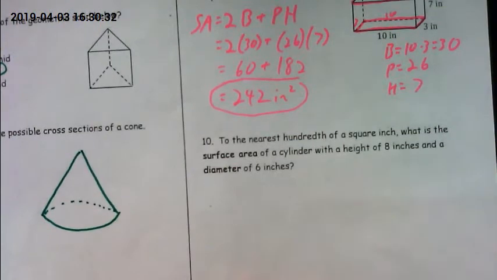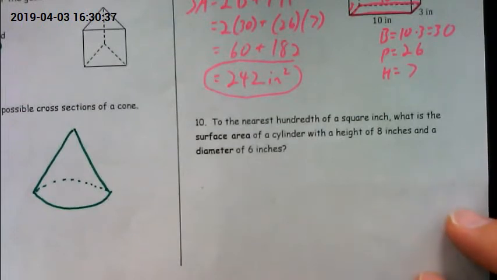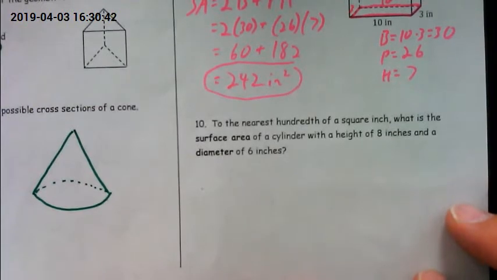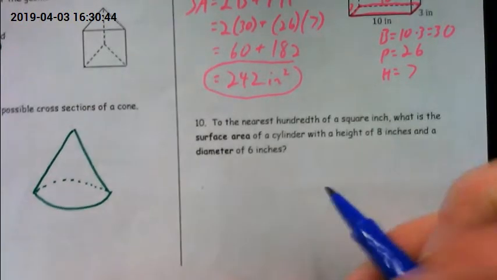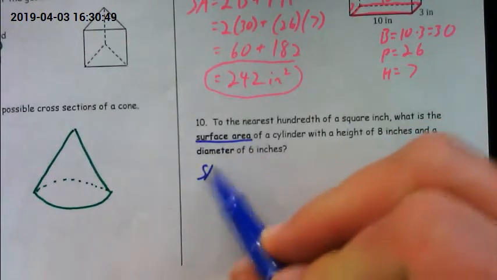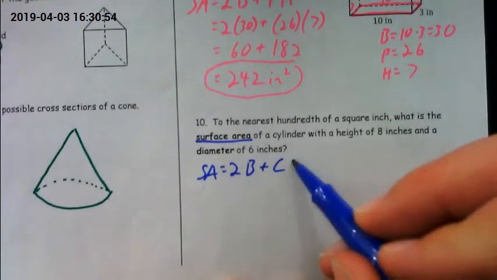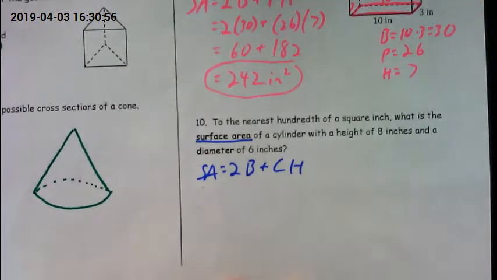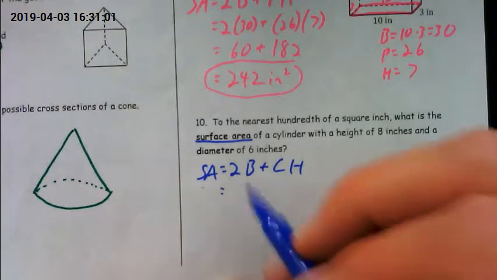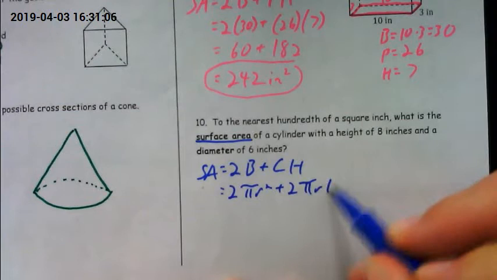All right, on number 10, to the nearest hundredth of a square inch, what is the surface area of a cylinder with a height of 8 inches and a diameter of 6 inches? So this is a cylinder. Our formula for surface area of a cylinder, you can either do it as 2 times the base area plus circumference times height, or you could plug it all in, since the base is always a circle: 2 pi r squared plus 2 pi r h.